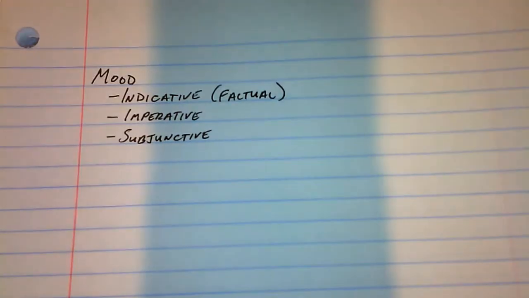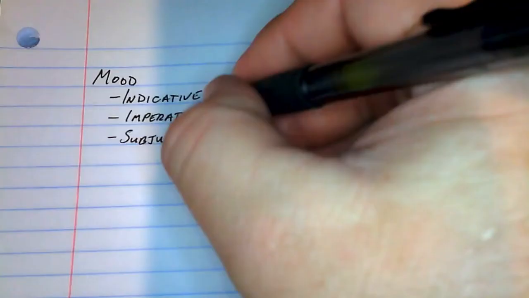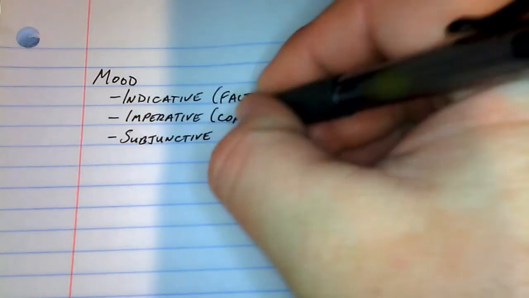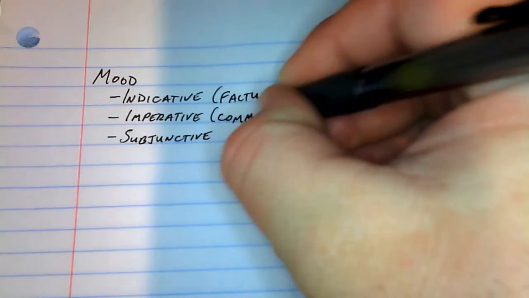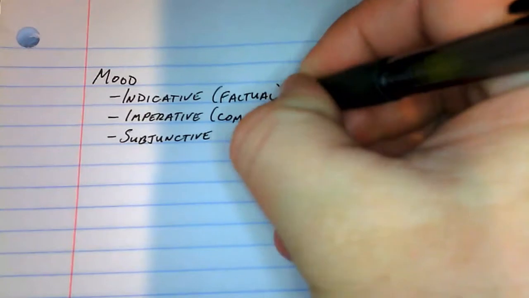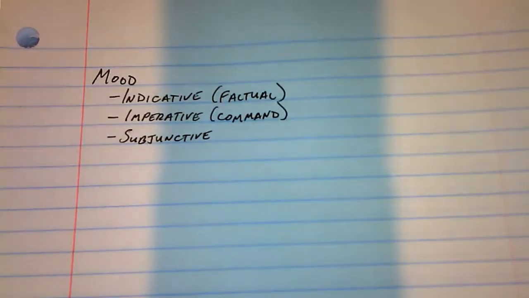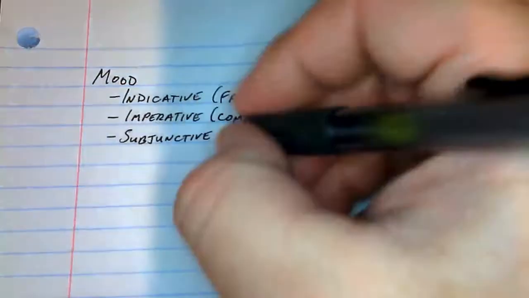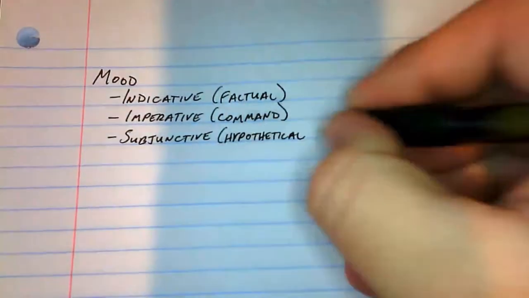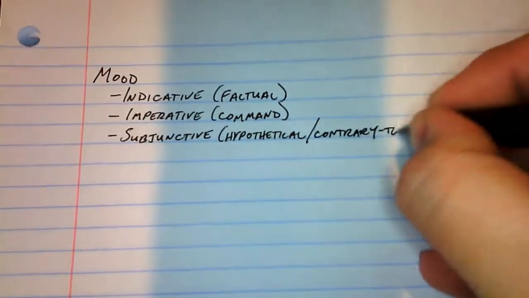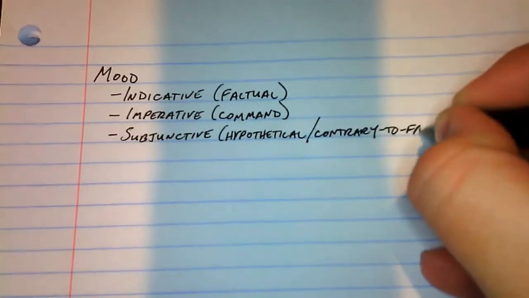An imperative verb, on the other hand, is a command. A subjunctive verb is usually either hypothetical or contrary to fact.